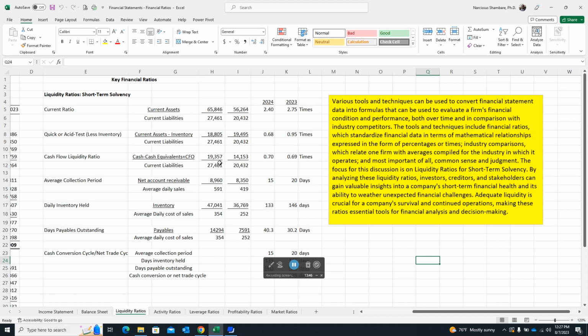I hope you find this interpretation of liquidity ratios within the context of financial ratios insightful, and hopefully it helps you build a very strong foundation in understanding financial statements interpretation.